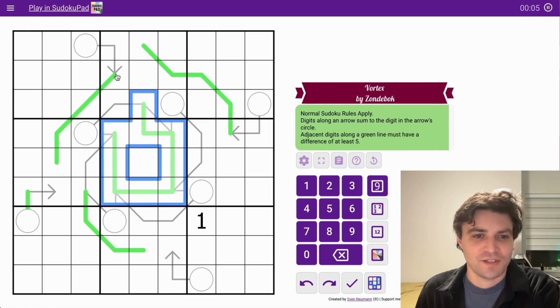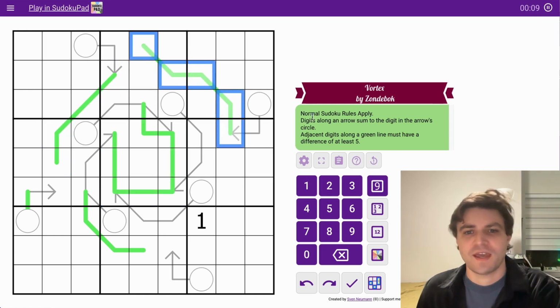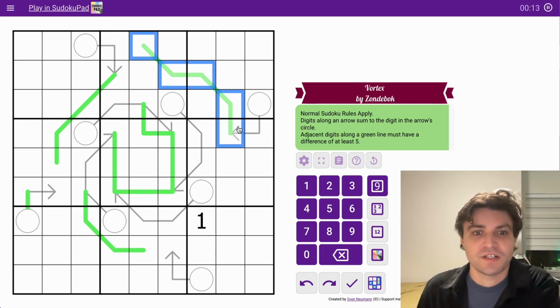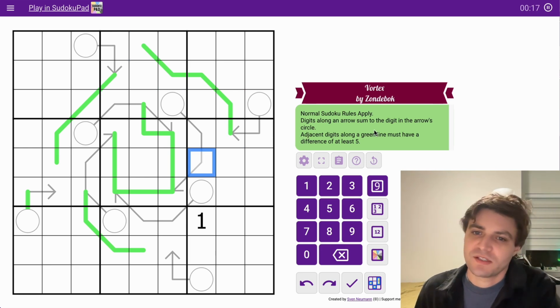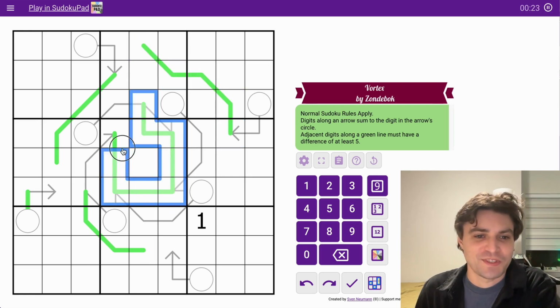This one looks like a fun one. I'm excited to start by reading the rules, I guess. Normal Sudoku rules apply. So this is a Sudoku, and we're going to put the digits 1 through 9 in every row, column, and box. Adjacent digits along a green line must have a difference of at least 5. So these are German whisper lines. I've done a lot of videos with these in them.